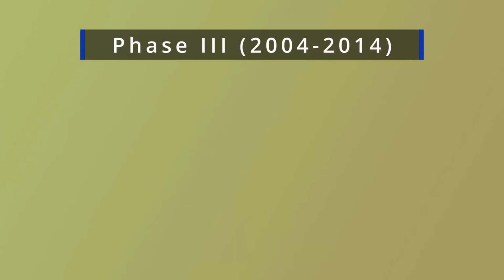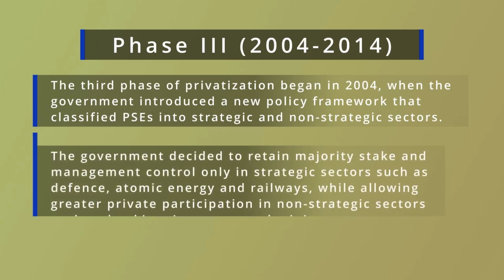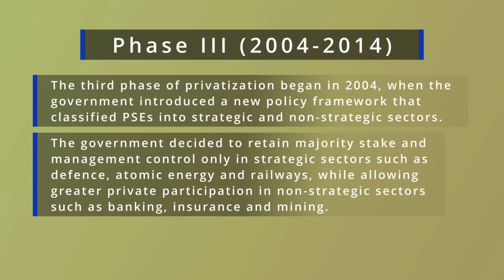Phase 3 is for the period 2004 to 2014, and this third phase of privatization begins in the year 2004 when the government introduced a new policy framework that classified the public sector enterprises into strategic and non-strategic sectors. And here the government decided to retain the majority stake and management control only in strategic sectors such as defense, atomic energy and railways, while allowing greater private participation in the non-strategic sectors. And during this period, the government was able to disinvest to the extent of rupees 1.2 lakh crore.